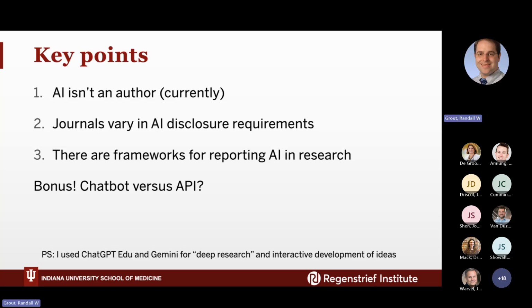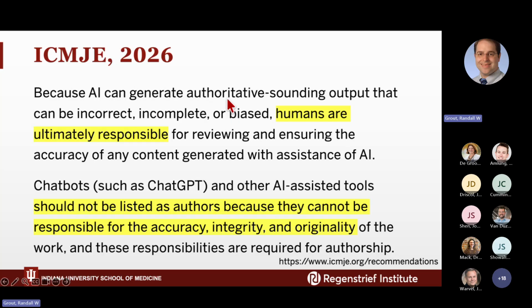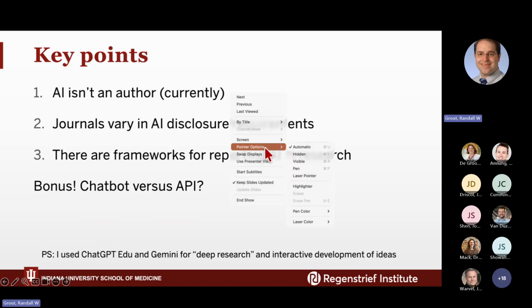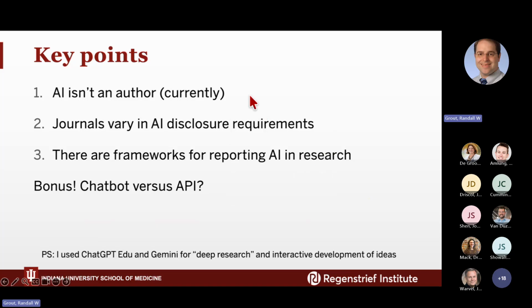First key point, AI isn't an author currently, and even some of the journals highlight currently not an author. I have a very sensitive scroll, so I'm going to try to avoid hitting my scroll button, but if I do, we'll just catch right back up. Anyway, AI isn't an author.